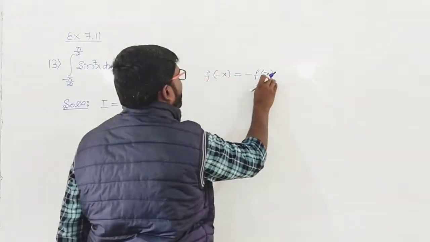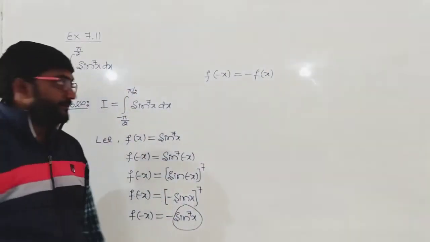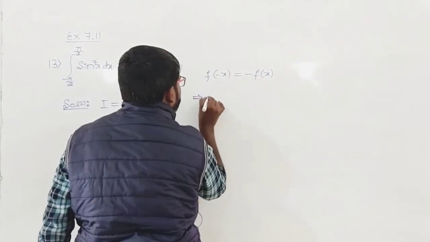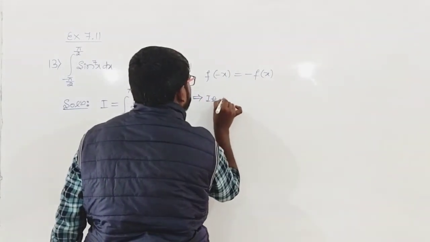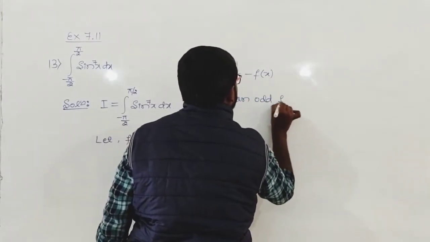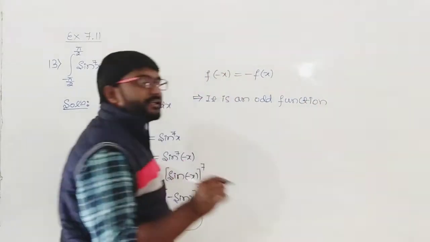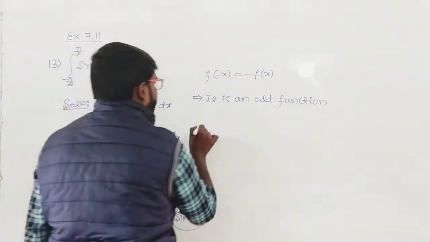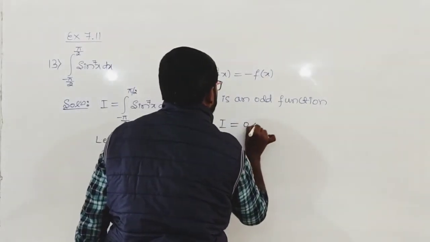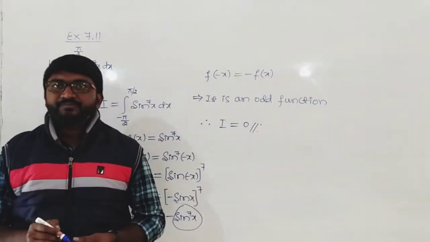So here we have got f of minus x equal to minus f of x, which means it is an odd function. If it is an odd function, then the value of the integral will be 0. Therefore, I is equal to 0. This is all about the 13th problem.